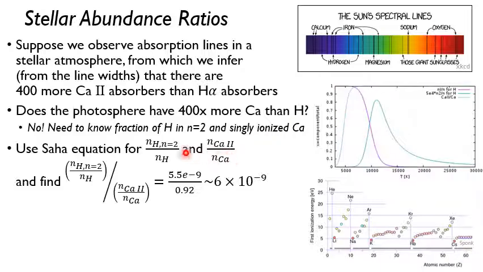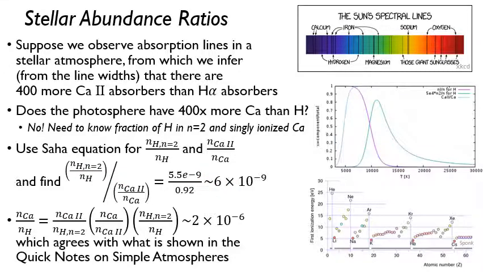Okay, so we know these fractions, so then we can take the ratio of those two fractions, and we find that it's like 6 times 10 to the minus 9. Okay, so what we want, though, is to know the number density of calcium relative to the number density of hydrogen. How much calcium do we have relative to hydrogen? So we can take the thing that we actually observed, that we have 400 more calcium-2 absorbers as opposed to these Balmer lines, this H-alpha absorber. So that's the measured thing.